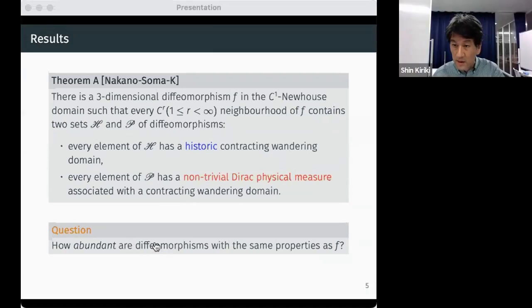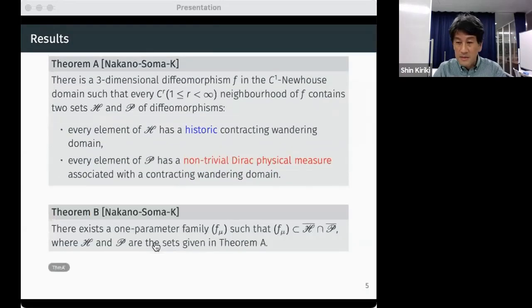So then you ask, how abundant, how many diffeomorphisms have the same property as F of Theorem A? To this question, I gave this result. There is a one parameter family, of course. F0 is equal to F of Theorem A, and the one parameter family F mu is contained in the intersection between the closure of H and that of P given in Theorem A. I think the existence of the set H is one piece of supporting evidence for an affirmative answer to Tarkin's last problem in the C1 topology.